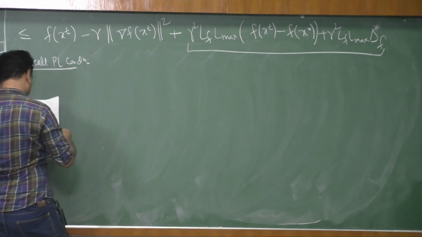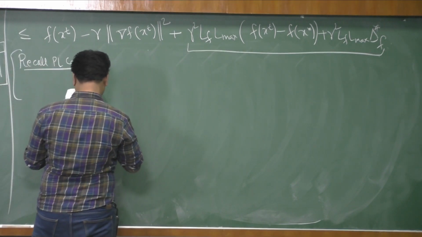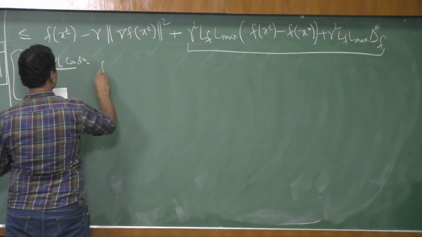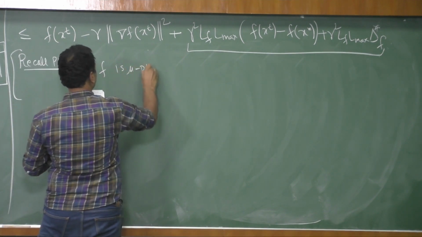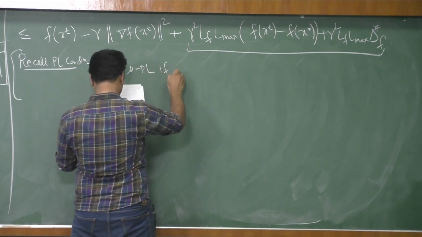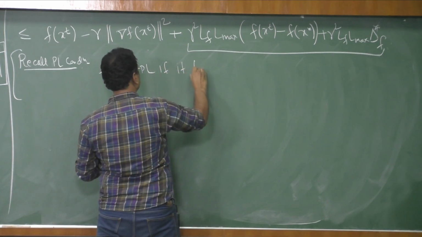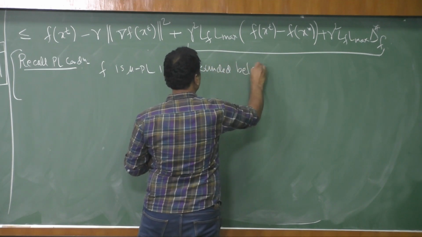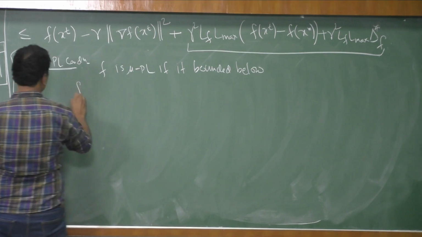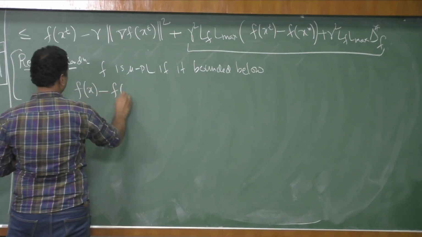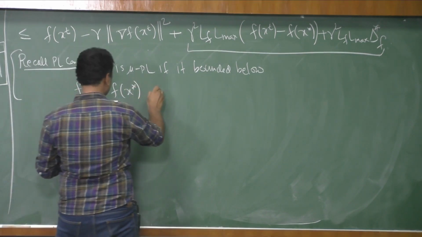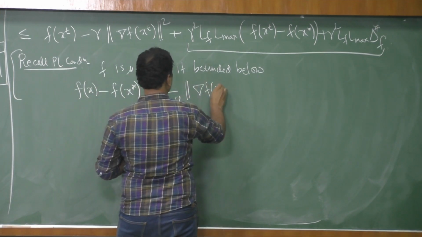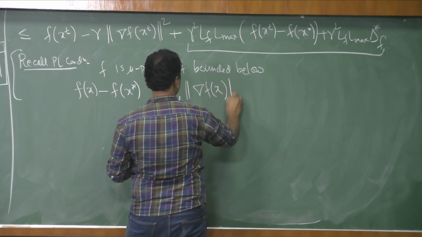So in the PL condition, what it says is that for all x, F is mu-PL if it is bounded below and it satisfies Fx minus Fx star is less than or equal to 1 by 2 mu norm of grad Fx whole squared.